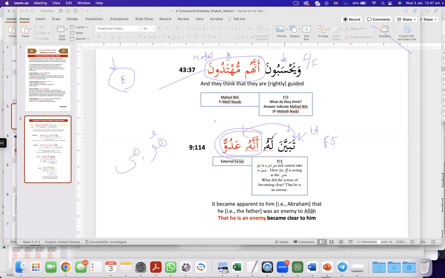Can you see? The literal meaning is it became apparent to him that he was an enemy to Allah. But following the grammar, establishing, separating it, mubtada, khabar, maf'ul, etc., "that he is an enemy" is the external fa'il: that he is an enemy became clear to him. See the difference between this and this. Everybody read it a few times. I'm reading it: that he is an enemy became clear to him. External fa'il, that he is an enemy.